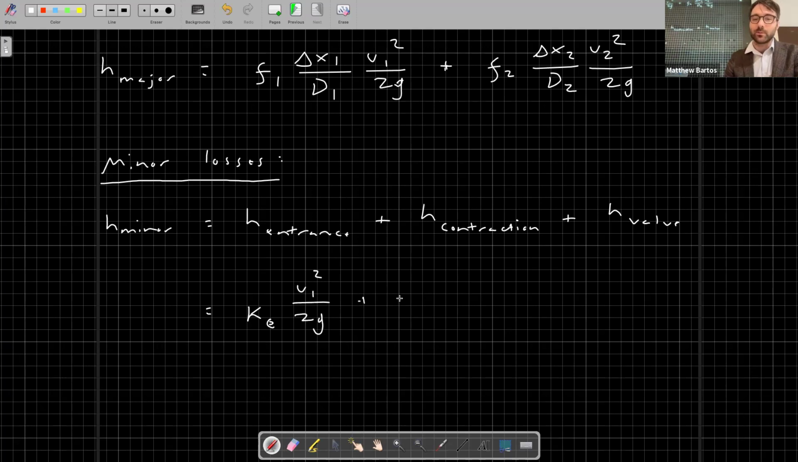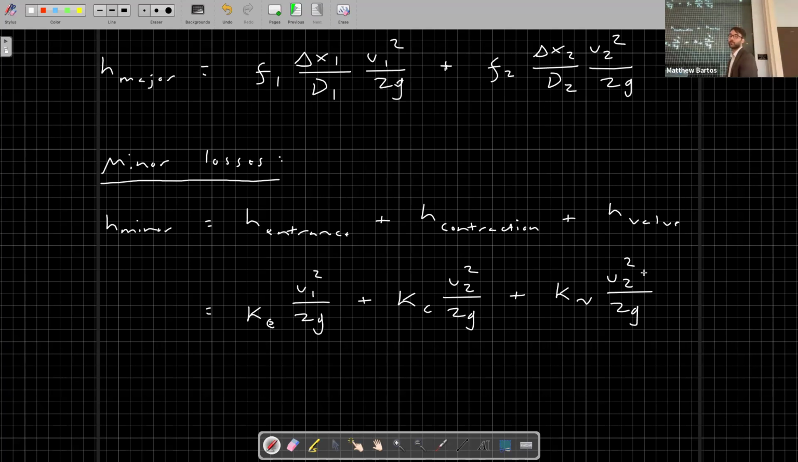Okay, for the contraction, we have KC times U squared over 2G. Which U is this? U2. And then we have H valve. This is going to be of the form KV times U squared over 2G. And again, this will be U2, which is equal to U3.